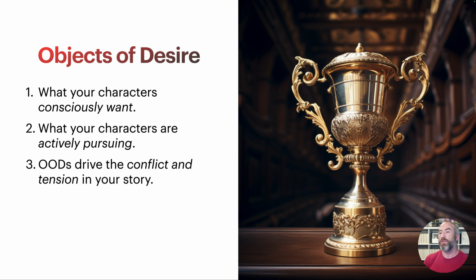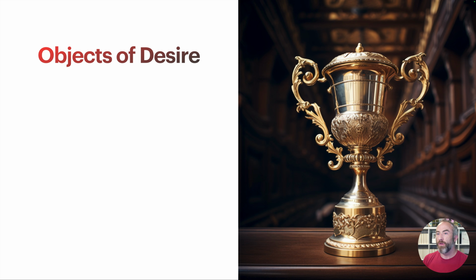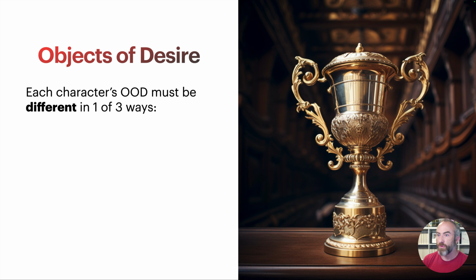And then finally, your objects of desire are what drive the conflict and the tension in your story. This is what keeps your stories interesting, is the objects of desire of your characters. Now, when we're looking at objects of desire, the first rule is that each character must have a different object of desire. They must have something different about what they want. Now, it can be different in one of 3 ways.